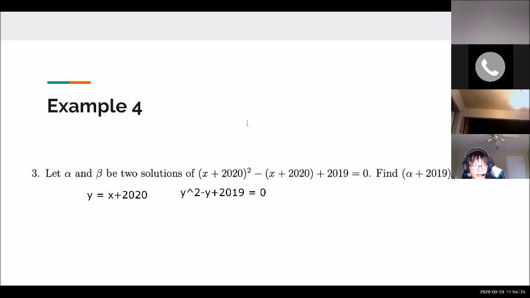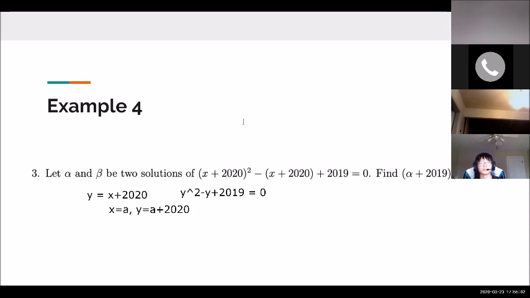Now, if A and B are two solutions of the original equation, they aren't necessarily solutions of this one. Because if x equals A, then y is equal to A plus 2020, which means that if A is a solution, then A plus 2020 is probably not a solution. Let's think about this a bit more clearly.